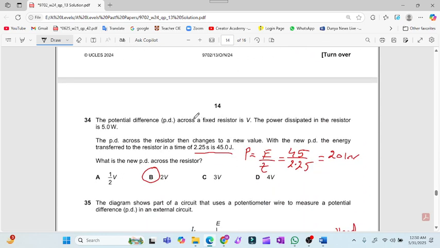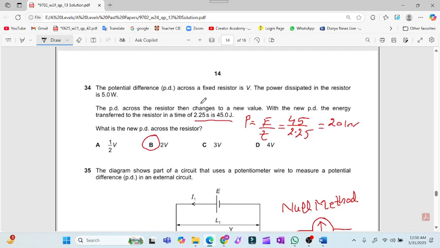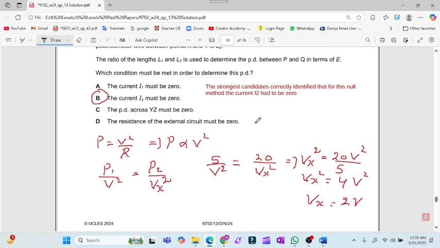Then question number 34: the potential difference across the resistor is V, power dissipated is 5, and then from here I will get the new power, which is 20 watt. So what is the new PD across the resistor? When the power was 5, the PD was V. When the power is 20 watt, what is the new voltage? I have solved this question over here.